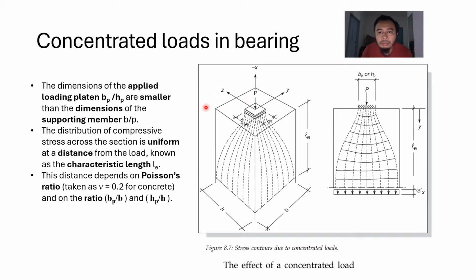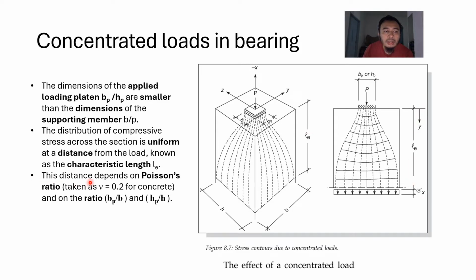So here's B. This is your supporting member, for example, a column, corbel, and so on. The distribution of compressive stress across the section is uniform up until the point here, and then it starts to increase and disperse. This distance is known as the characteristic length, LE here.